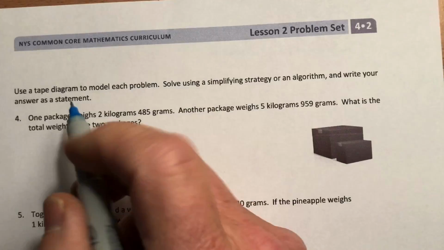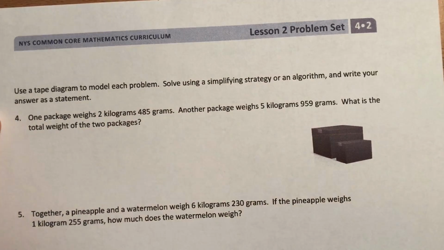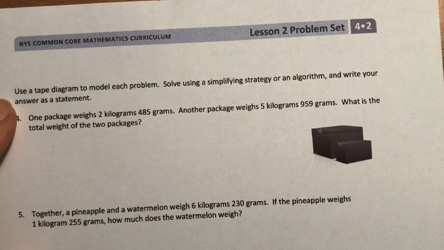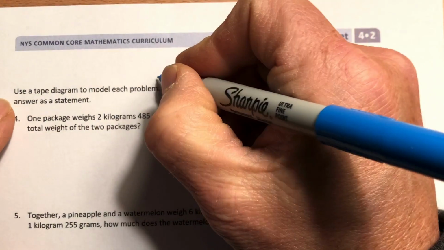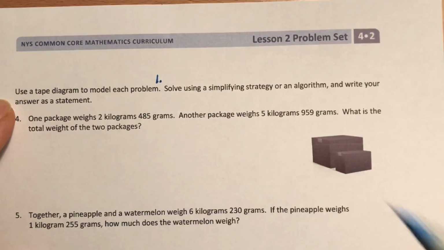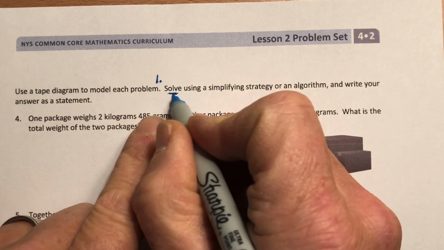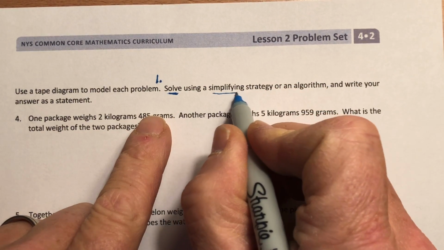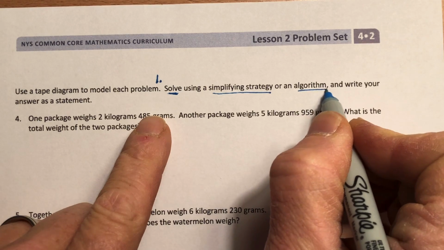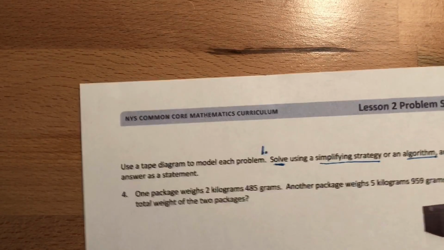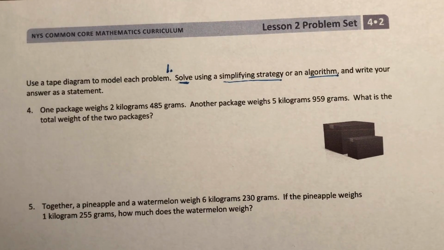So let's read this top part of the directions and then move on to each one. So we're going to use a tape diagram model to solve each problem. That's the first step that we're going to do. We're going to draw it out to make sure that we know what to do. The second one is solve. We're going to solve it using numbers. You might see this simplifying strategy or algorithm. Basically, when we do the math, we might need to simplify it into all kilograms or all grams or both.